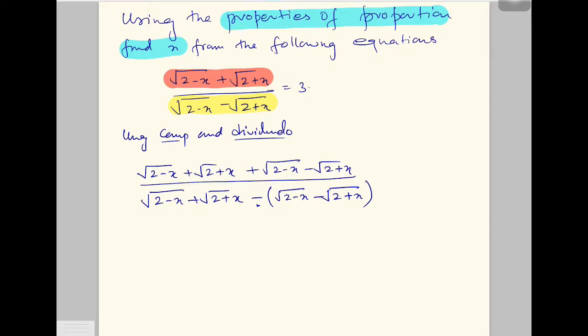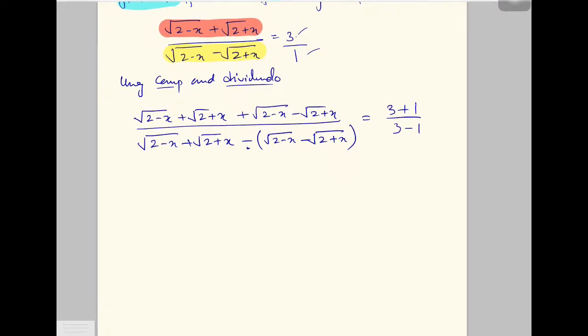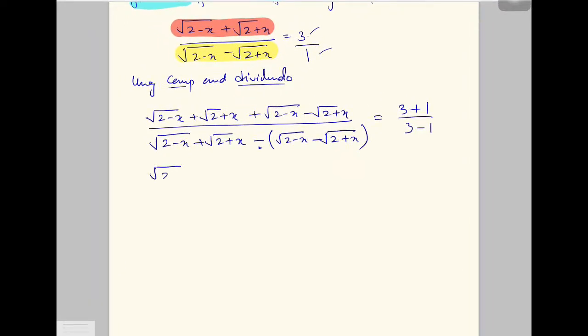So the next step would be, I need to do the same thing on the right hand side as well. But what is the denominator here? 1. So 3 plus 1, 3 minus 1. I need to do the same because 3 is the numerator, 1 is the denominator. Now let's simplify. So root 2 minus x plus root 2 plus x plus root 2 minus x minus root 2 plus x. No sign changes here.